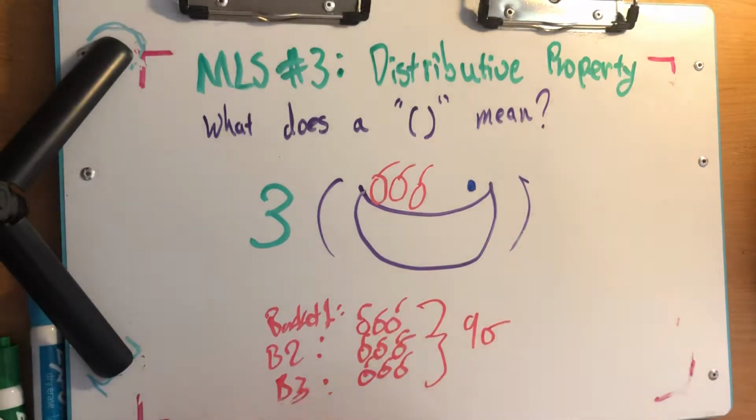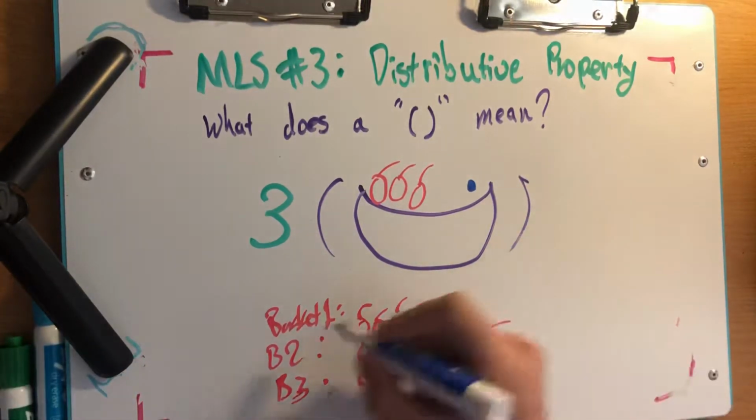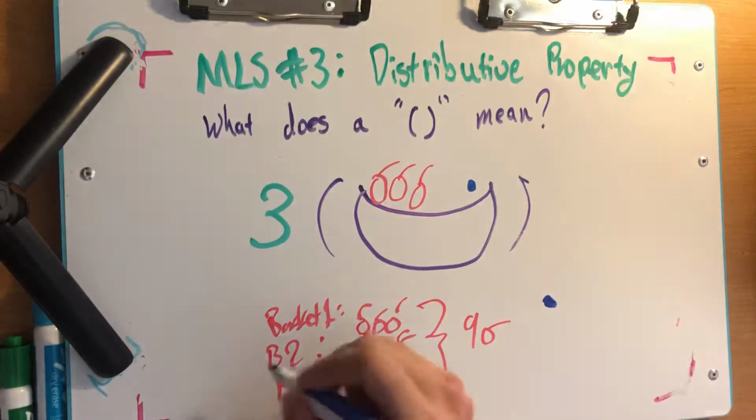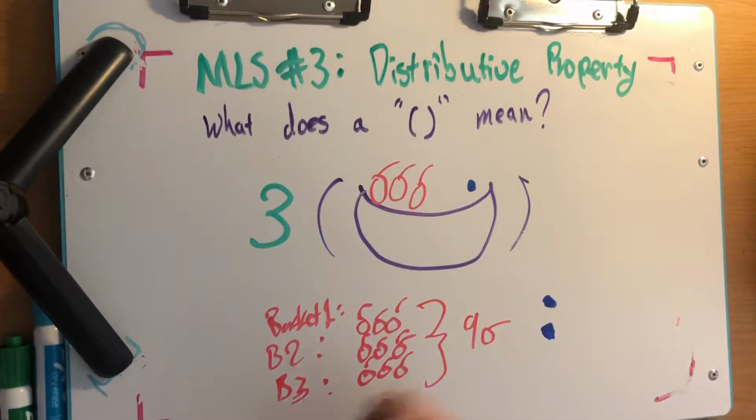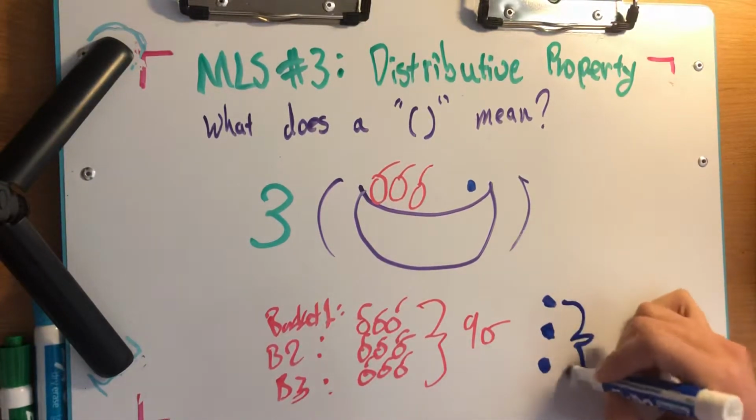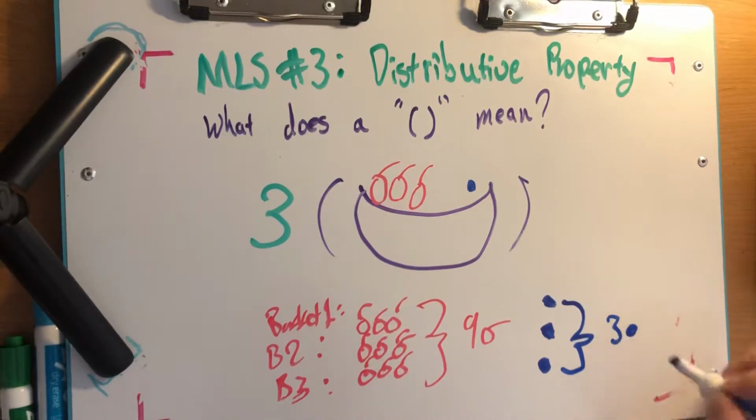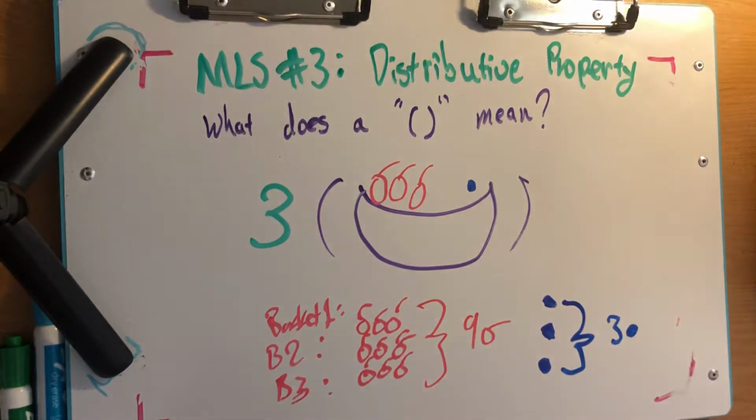And then what about the blueberries? We can't forget about those. For basket 1, we got 1 blueberry. Basket 2, we got another 1 blueberry. Basket 3, we have another blueberry. So in total, we got 3 blueberries and 9 cherries.